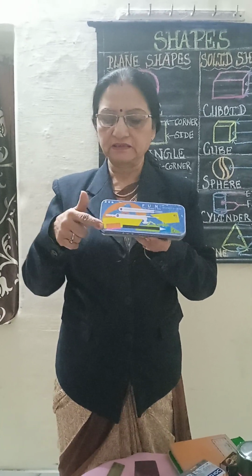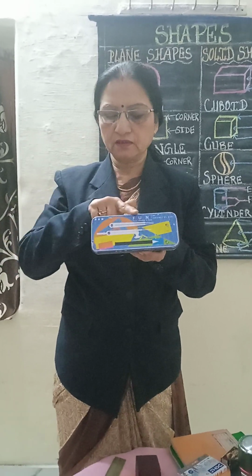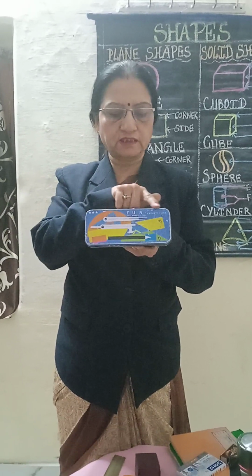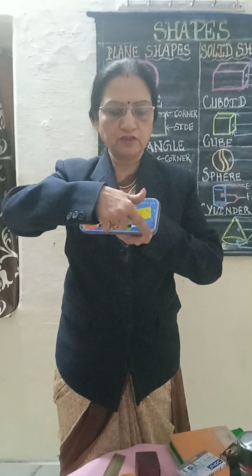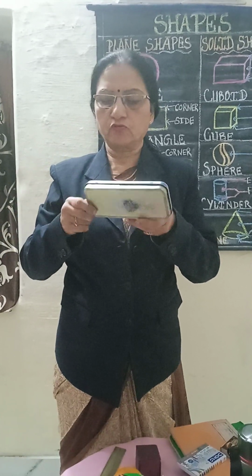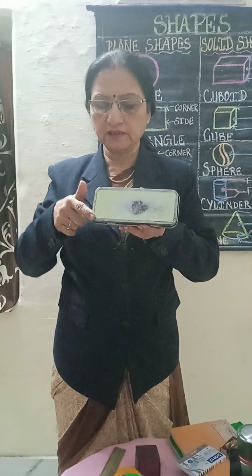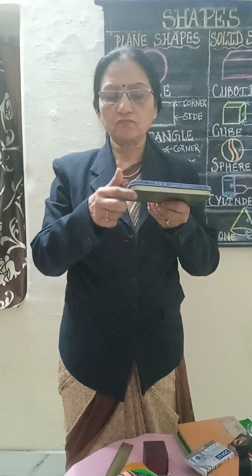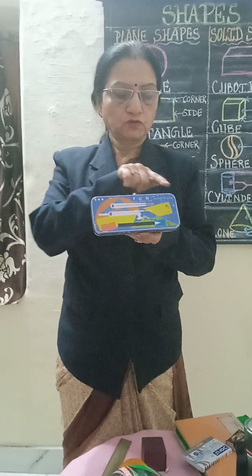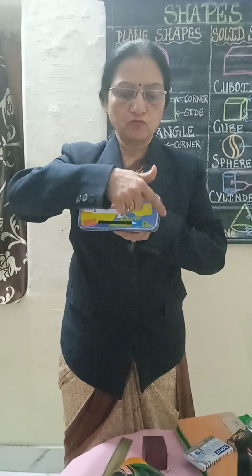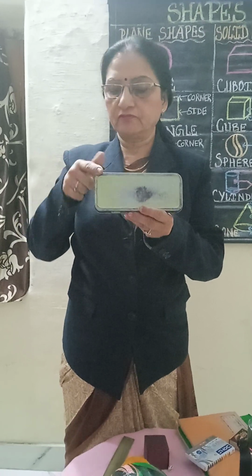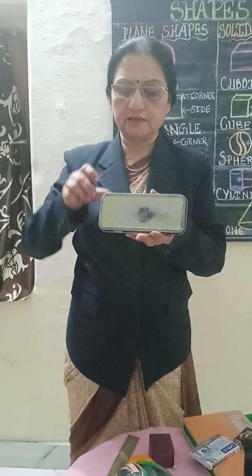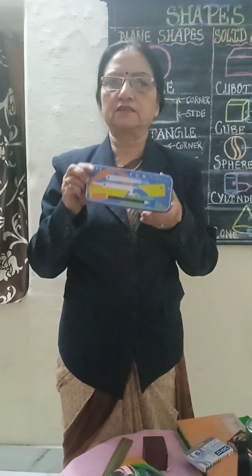This is called the edge. Edge means kinara. Now how many edges are there? This is 1, 2, 3, 4. 4 in front, 4 at the back, 5, 6, 7 and 8. Okay. 8 and this is 9, 10, 11 and 12. Once again 1, 2, 3, 4, 5, 6, 7, 8, 9, 10, 11 and 12. Okay. 12 edges are there.